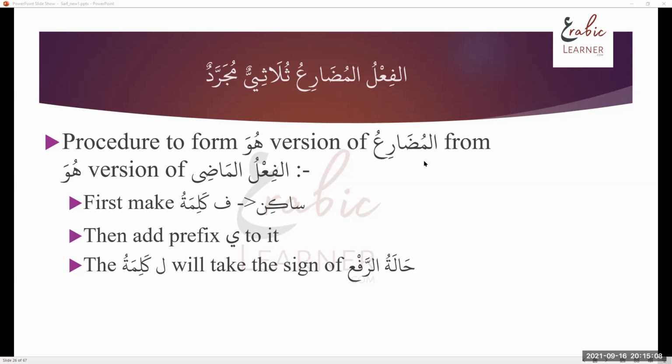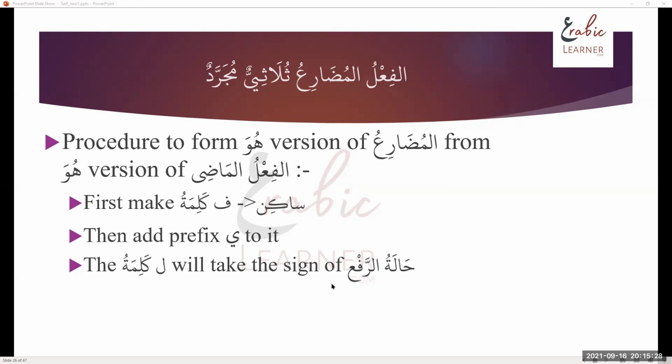Okay, so the last one is halatul jazm. So the lam kalima will take the i'rab of rafa. So what is the i'rab of rafa in fi'l? It is dhamma, right? The i'rab of rafa in fi'l is dhamma.